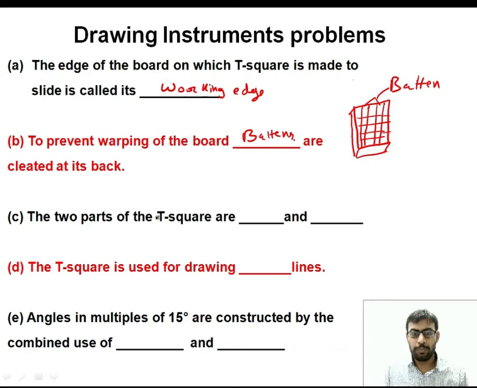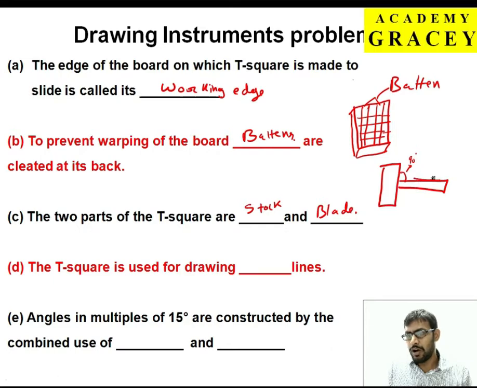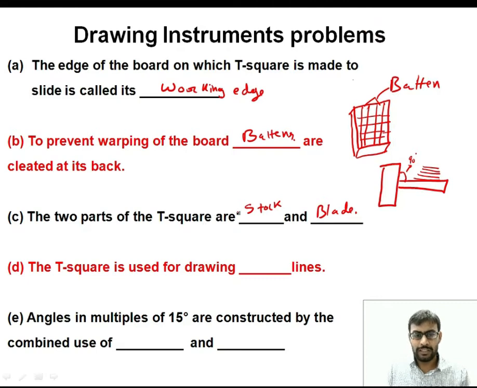Next question: the two parts of the T-square are. We already discussed in our previous slide that the T-square has two parts. One is the stock, and the second one is the blade, and on the blade is the working edge of the T-square. Next question: the T-square is used for drawing dash lines. In our drawing instrument slide, the T-square has a 90 degree angle and a working edge. From this working edge, we can draw horizontal lines. So the answer is that the T-square is used to draw horizontal lines.